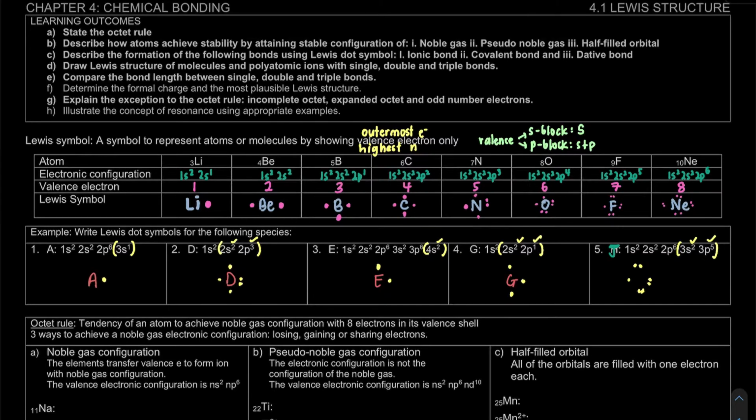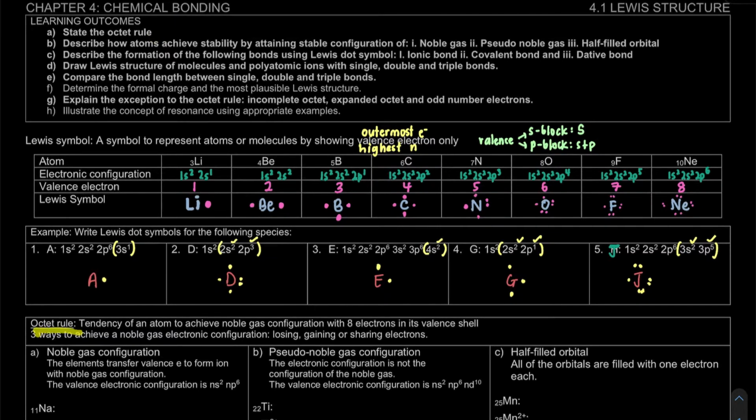This is, we want it to be J. Now, H might be confusing. H is for hydrogen. So that is how we write down the Lewis dot symbol. So this is the basis of our chapter 4. Okay, so next we can start our learning outcome, which is to state the octet rule.